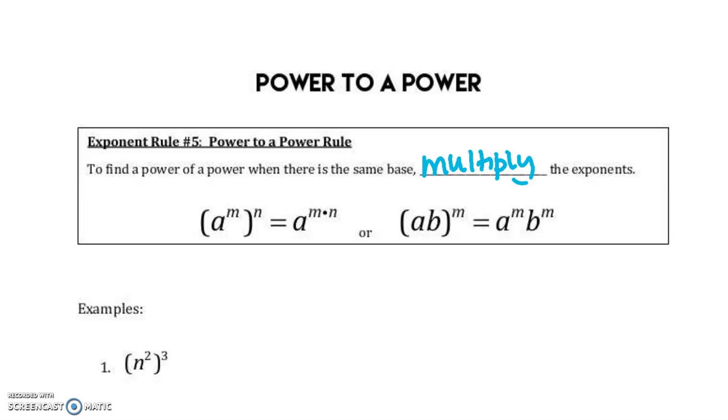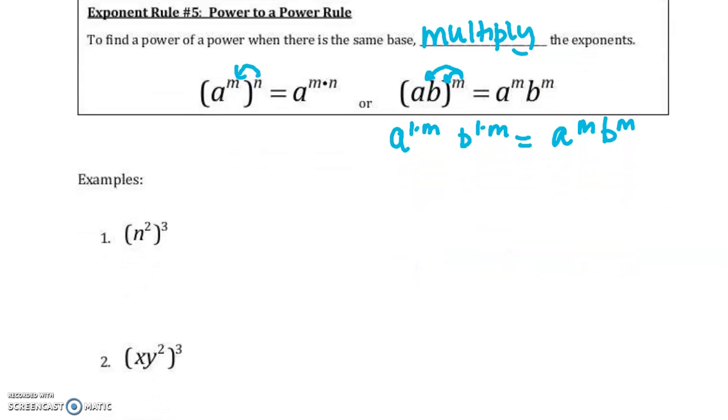This is pretty straightforward. You're just distributing this one in. So a to the m to the n is a to the m times n. Or you're going to distribute this into both. Remember that the exponent here is 1, so a to the 1 times n and b to the 1 times m is equal to a to the m, b to the m. Let's try a couple examples and see if it makes more sense.